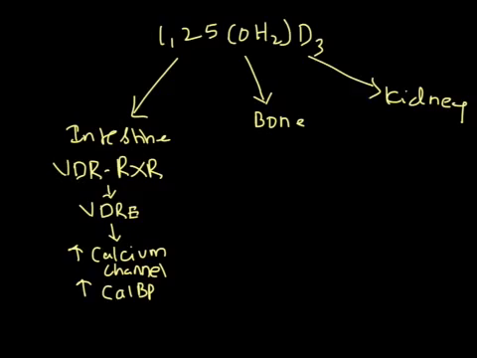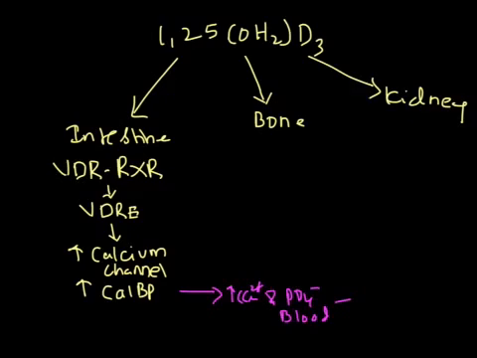Now, because of this increased expression of calcium channel and calcium binding protein in the intestinal epithelial cells, there will be rapid absorption of calcium and phosphate into the blood. So there is an increase in calcium, Ca 2 plus, and phosphate, PO4, into the blood. Calcium and phosphate in the blood is maintained. That's the effect of 1,25 on the intestine.